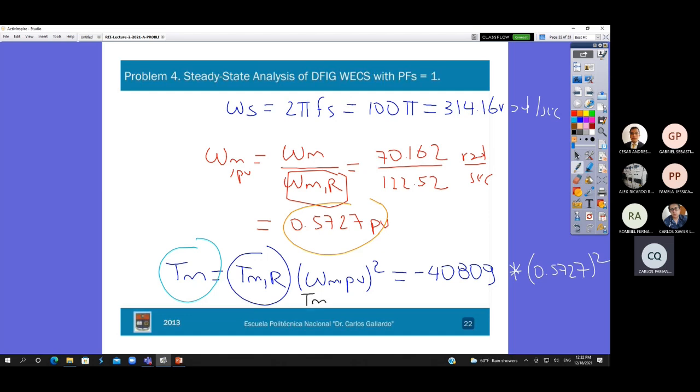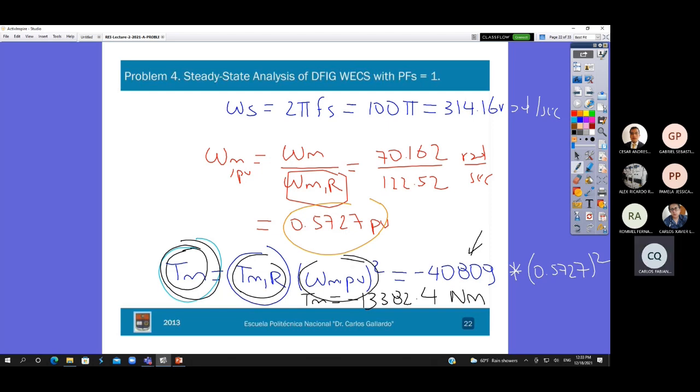So the new mechanical torque for question A is equal to negative 13,382.4 Newton meters. This is the rated mechanical torque, and this is the new mechanical torque. Computing the new torque using the ratio of the speed, I get this value. So the torque is proportional to the speed ratio squared.